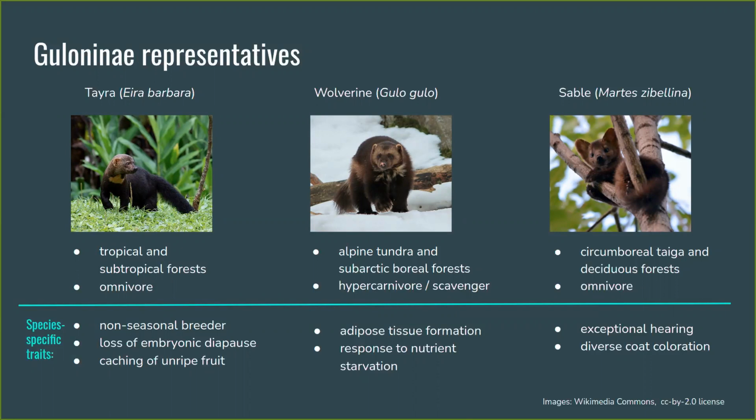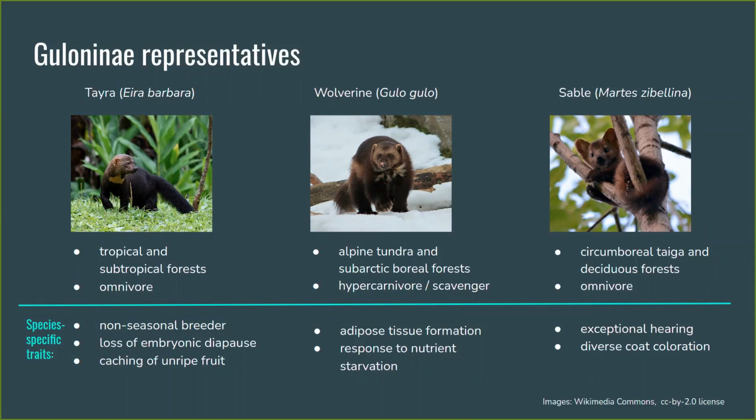For example, Thyra is a non-seasonal breeder. It goes through multiple estruses throughout the year. Also, as a tropical inhabitant, it lost its adaptation for embryonic diapause, which is evident in other Guloninae species and also in most of the other mustelids. And there's also this phenomenon known in Thyra: caching of unripe fruit. So Thyra caches a fruit that is not ready to eat and then comes back and consumes it.